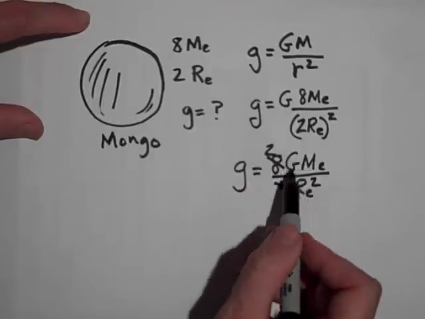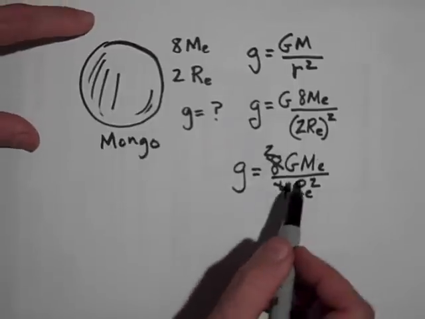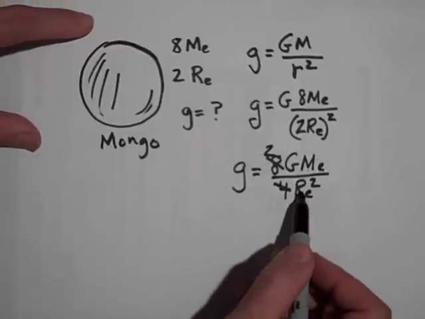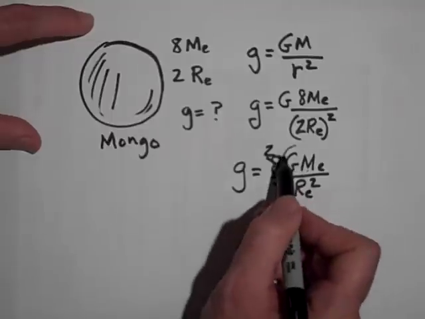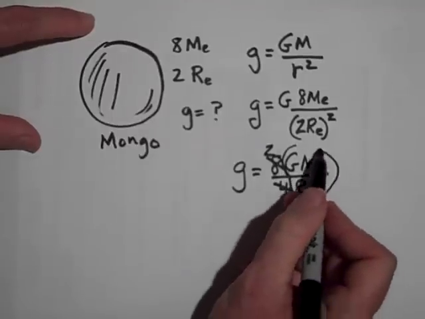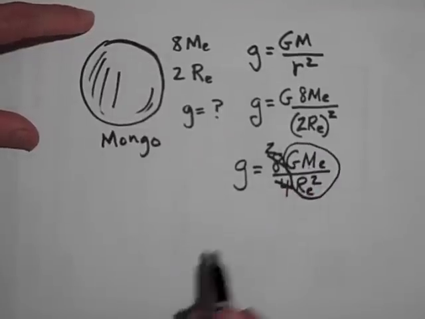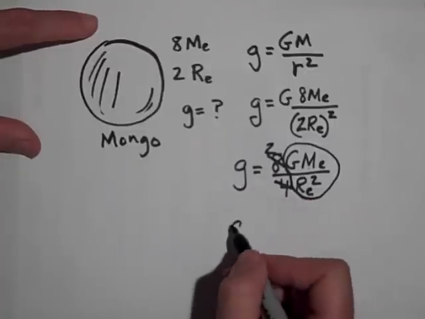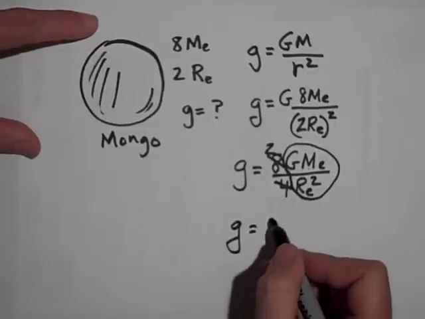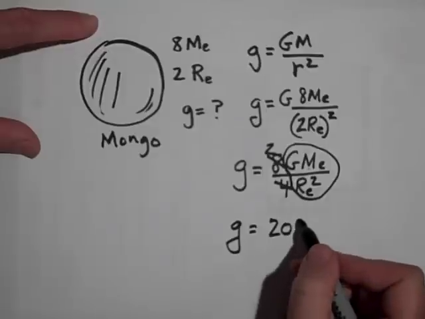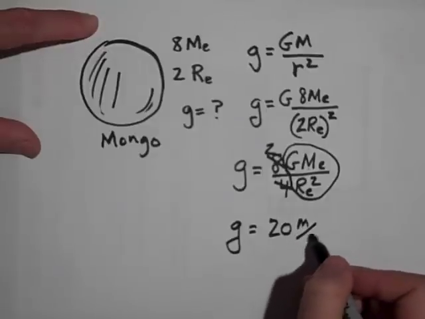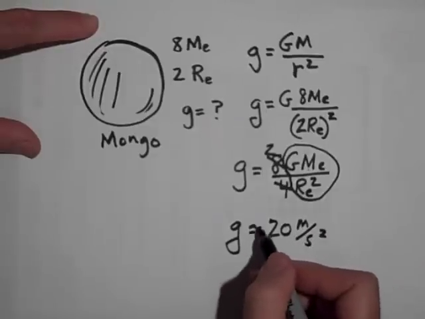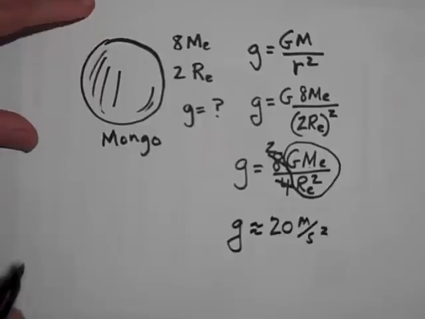And you see how that's twice g? Because g for Earth is G mass of the Earth over R of the Earth squared. This right here is 9.8 meters per second squared, or 10. Let's go with 10 for this. So that this is 2 times 10. So this g is 20 meters per second squared. About. It's really 19.6 meters per second squared.